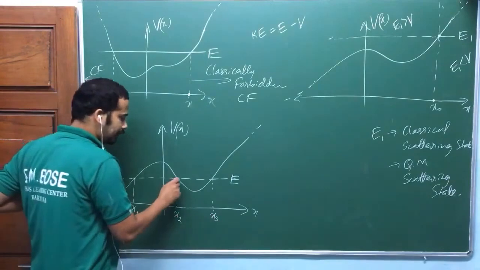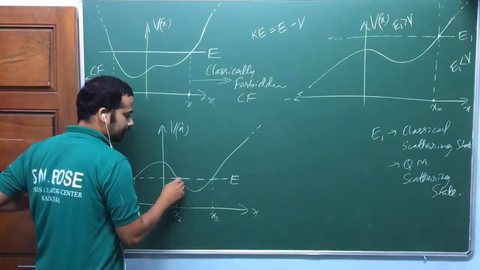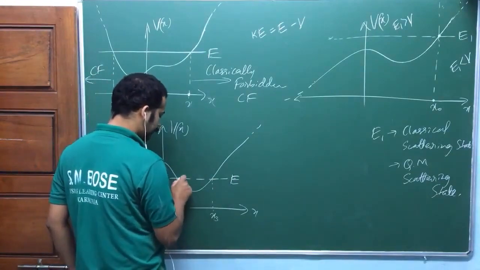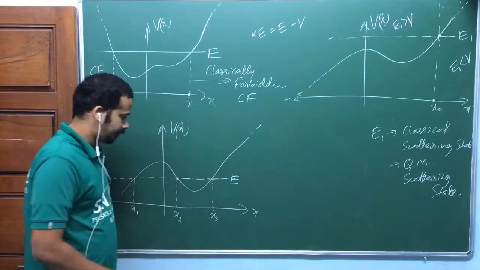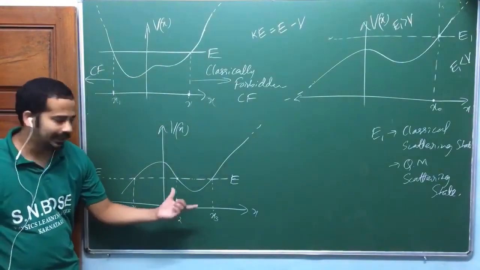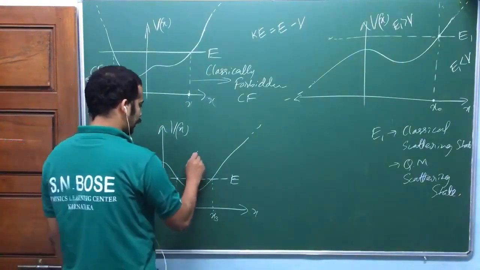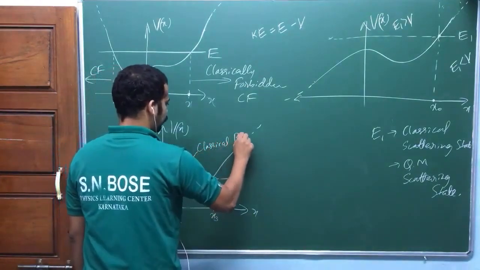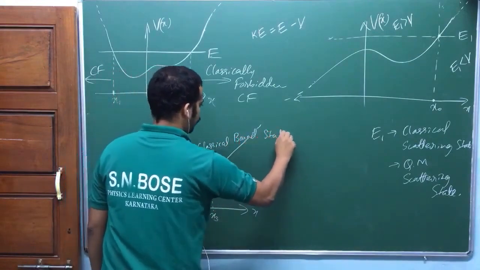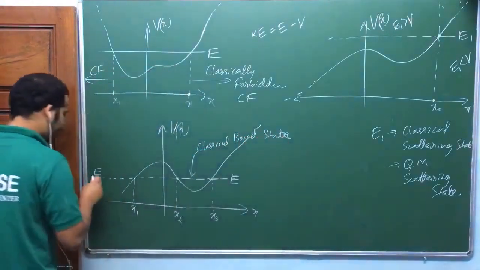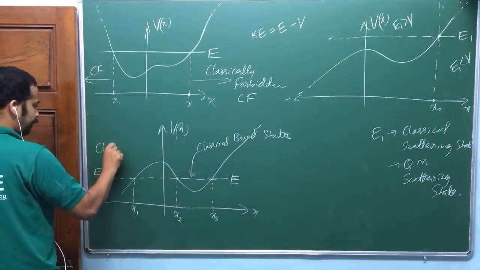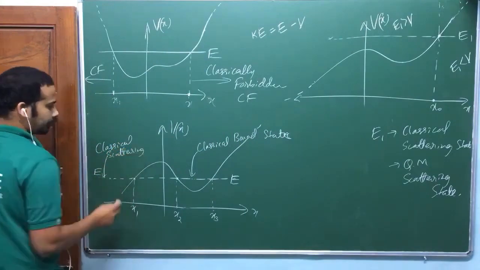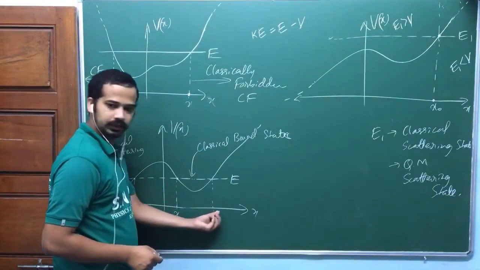But if you keep the particle here somewhere, if you leave the particle here with this energy, then what will happen? The particle will be bound. It will oscillate between x2 and x3, isn't it? Classically bound state, am I right? Here is a classical bound state. But if you shoot the particle here, that is a classical scattering state. Because here the particle is bound classically between x2 and x3.